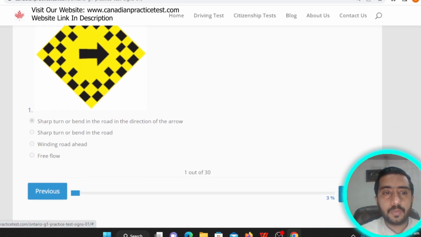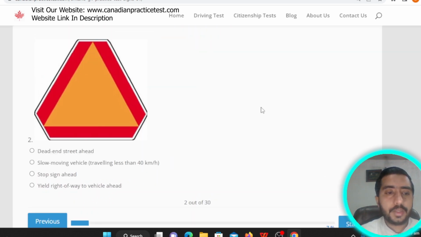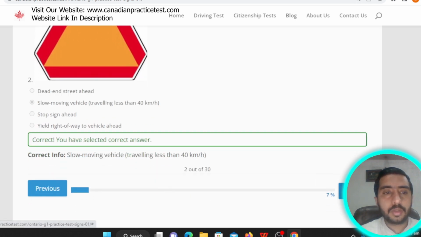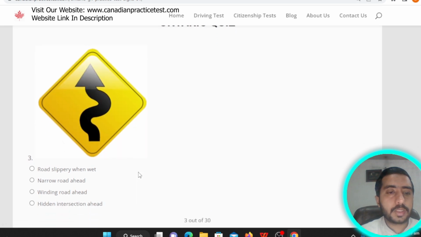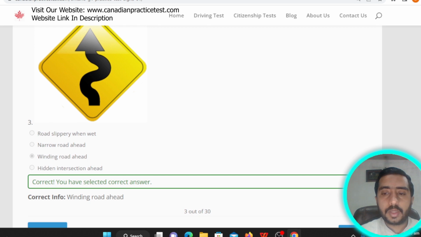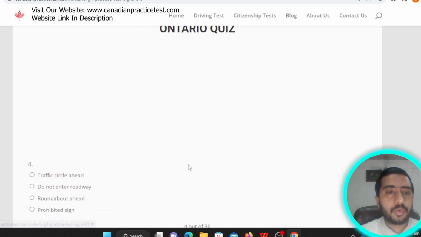Next question, question 2. The second symbol represents a slow moving vehicle traveling less than 40 km per hour. Option B is the correct option. Next question. Our third symbol is winding road ahead. Option C.